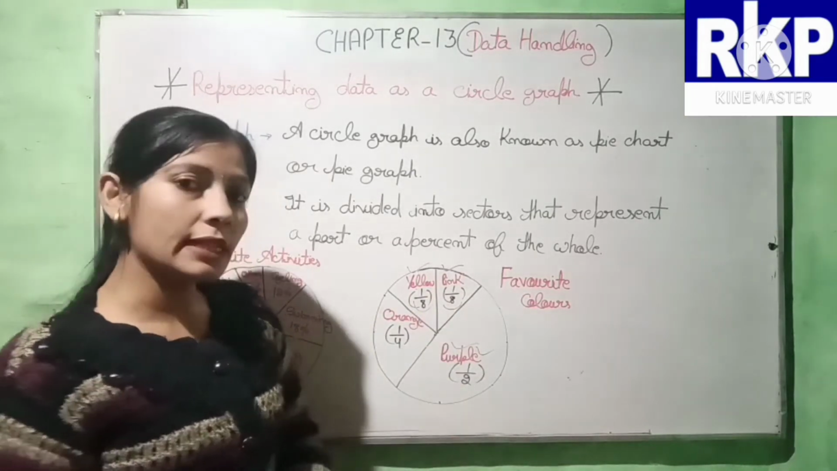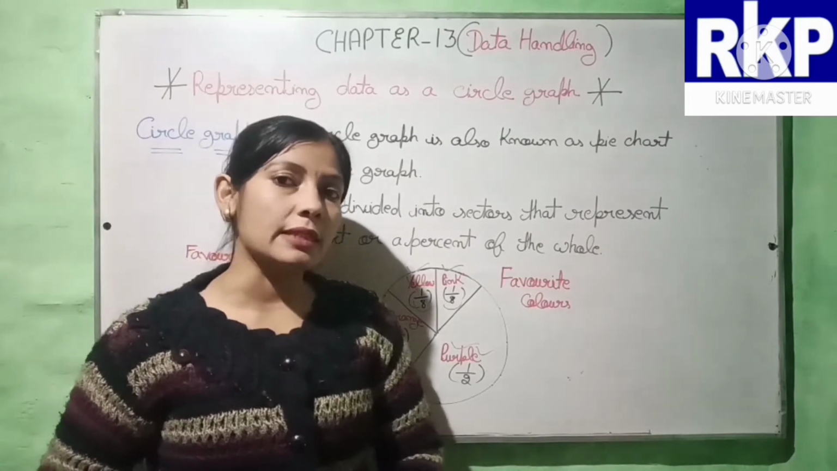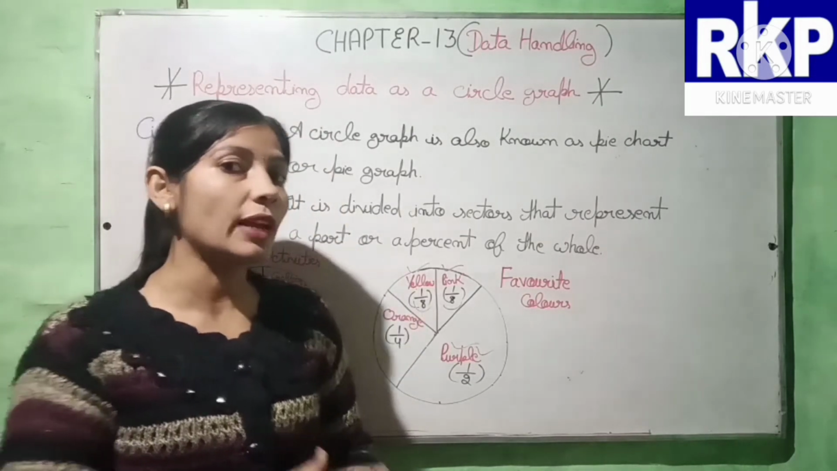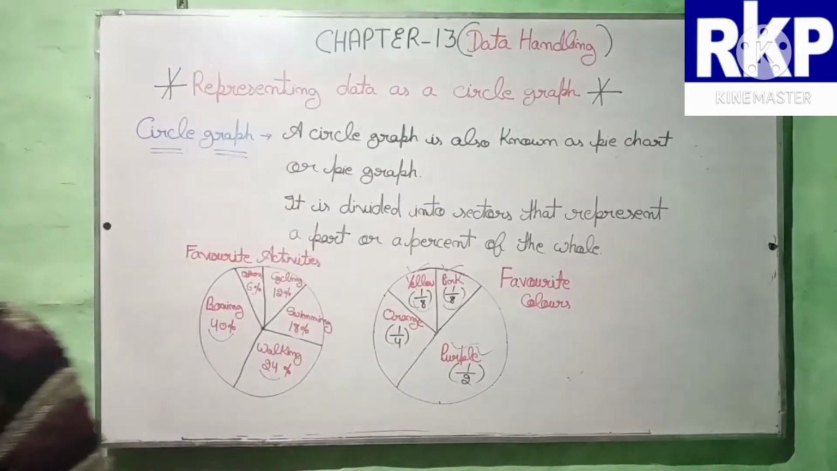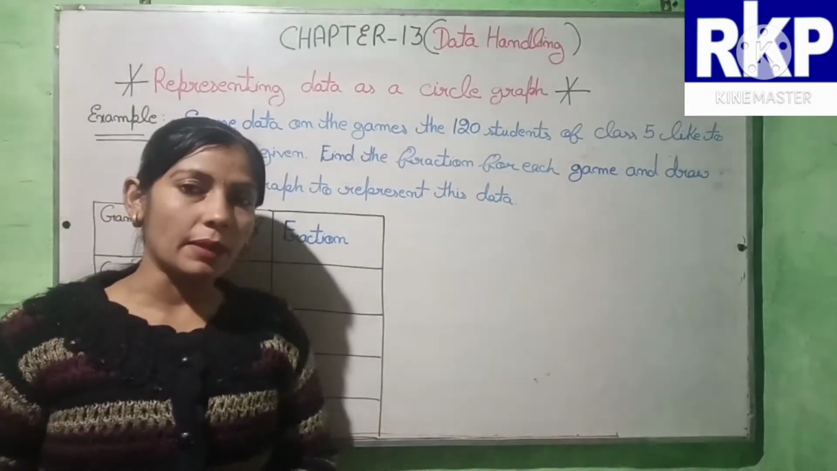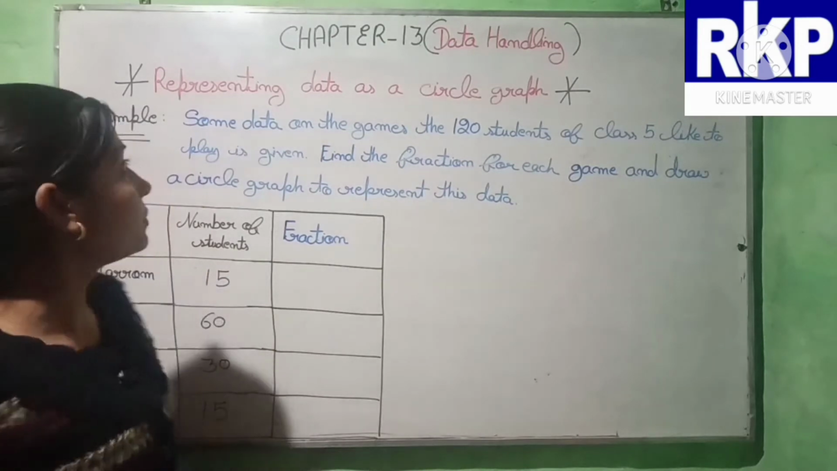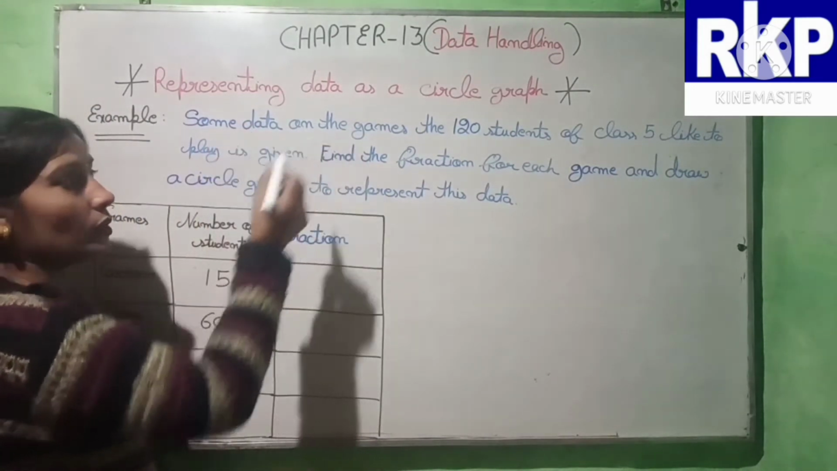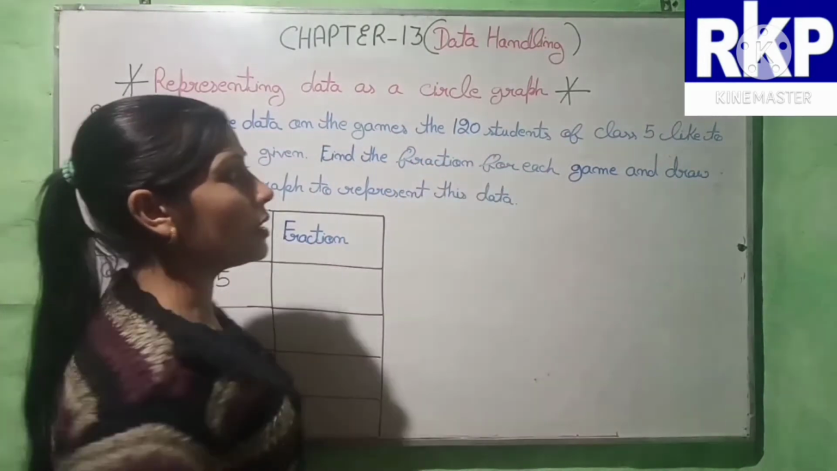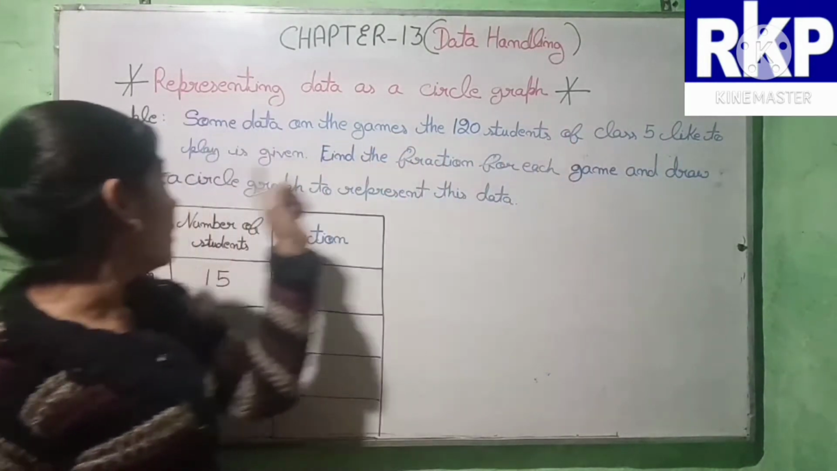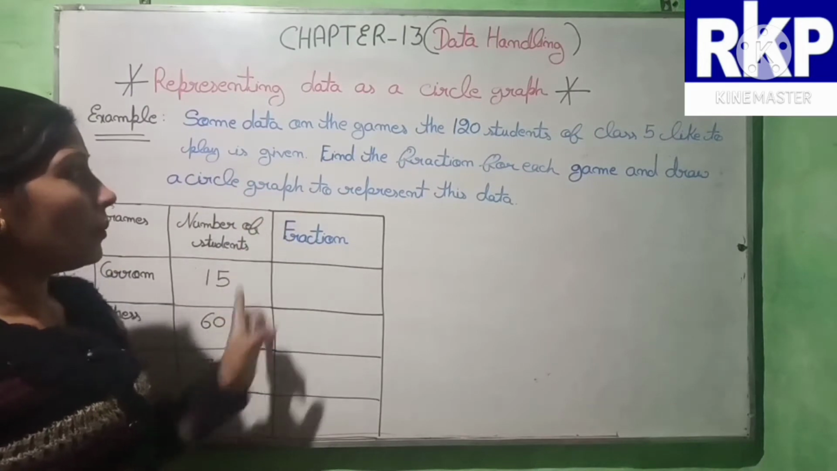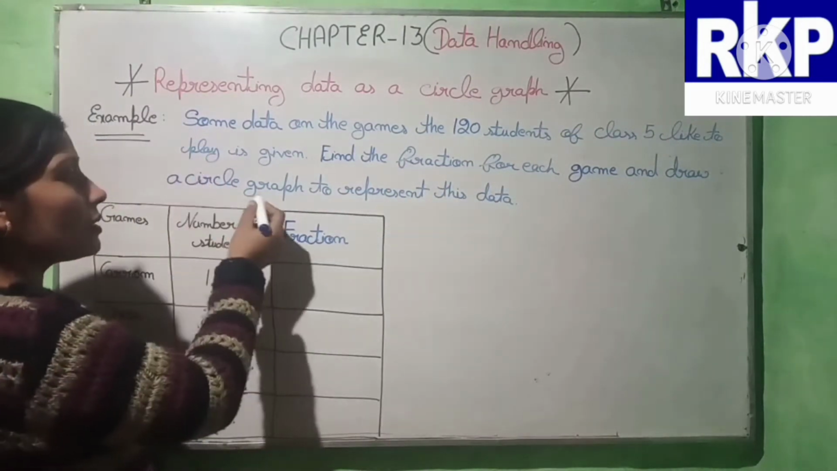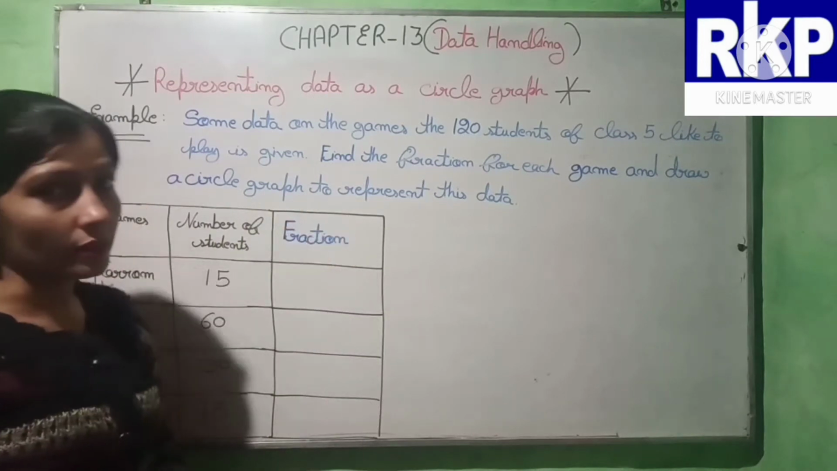Now students, let us discuss how we can represent the given data in the form of a circle graph by using fractions. Now students, let us take some examples to understand this topic. Here we have an example. Some data on the games the 120 students of class 5 like to play is given. Find the fraction for each game and draw a circle graph to represent this data.